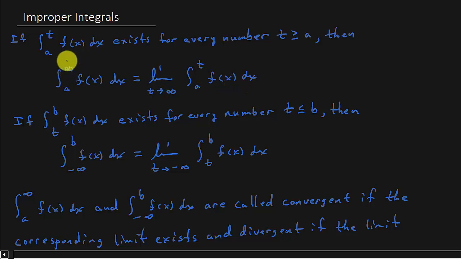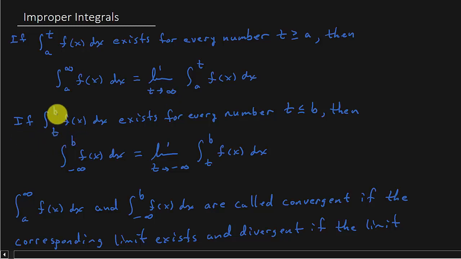So what we're doing is, the integral here is going from a to infinity, and you can't evaluate a function at infinity. So we're taking this infinity right here and replacing it with t, and we're taking the limit as t goes to infinity. All right, and then the same thing down here.